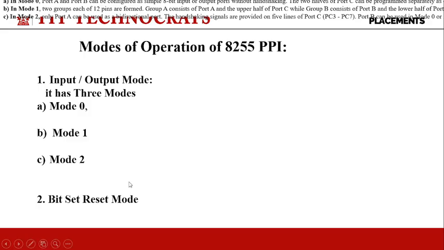Now the second mode of operation is the bit set reset mode, and in this mode only port C can be used. Each line of port C, that is PC0 to PC7, can be set or reset by suitably loading the command word register. No effect occurs in the input output mode, and the individual bits of port C can be set or reset by sending the out instructions to the control word register. These are the basic modes in which this 8255 PPI can be operated.